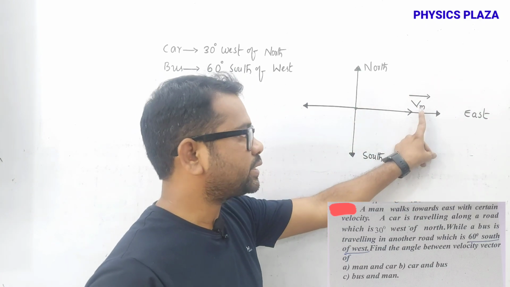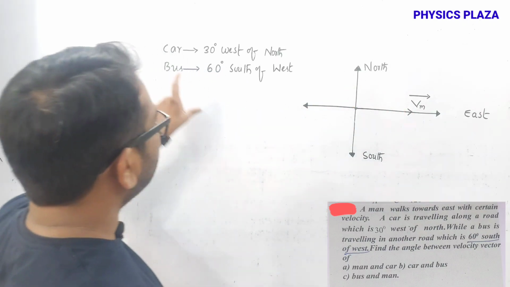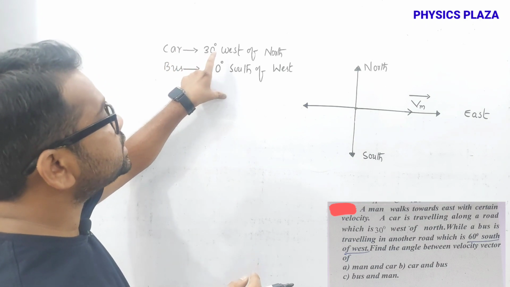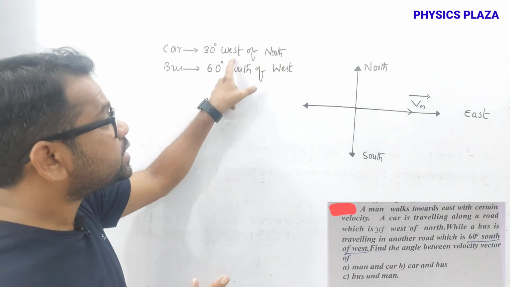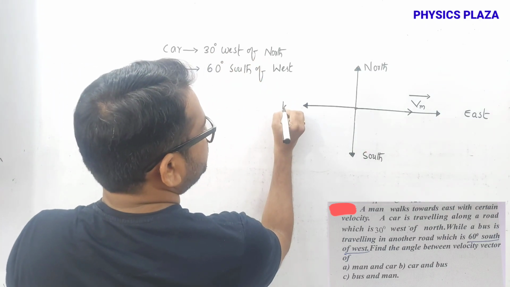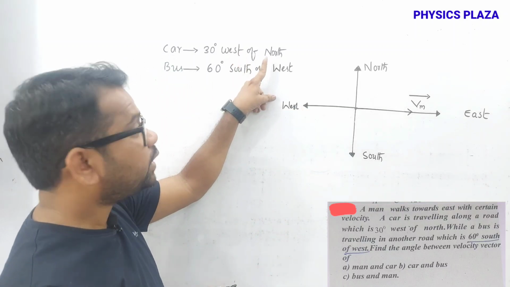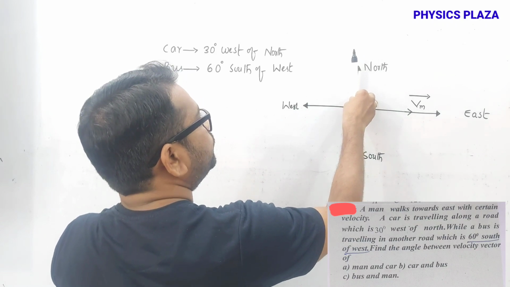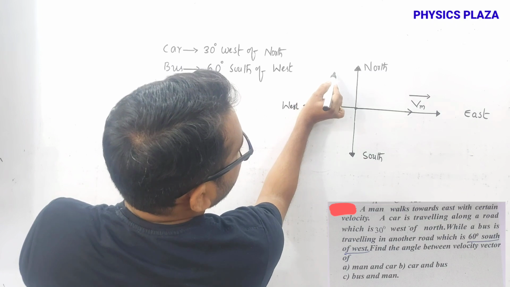So Vm represents the velocity of the man. And it is also given that one car is going along the road such that it makes an angle of 30 degrees west of north. So it's very important: 30 degrees west of north. Means here, look at it, this is west, right? West of north means what? Here it was along the north actually, so it is rotated by 30 degrees towards west like this. So this representation is very important.